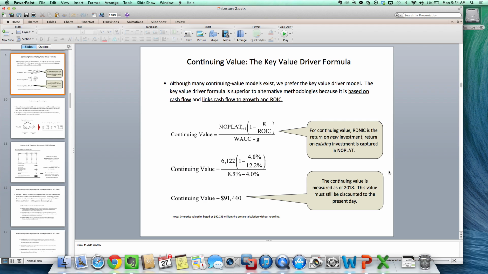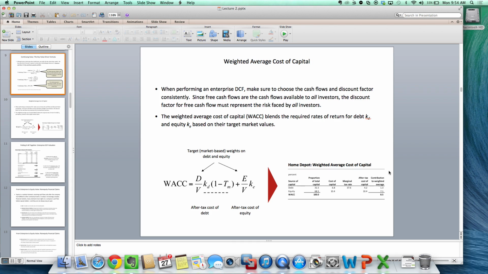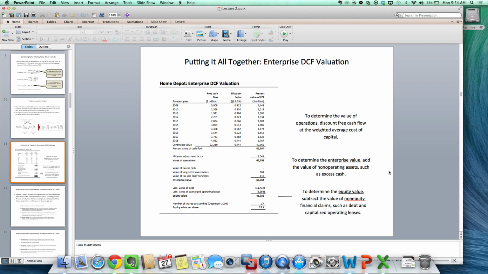All right. So when the company is mature, that's why we're going to use the key value driver equation for the continuing value. We also have to estimate a WACC. Talk about the semester. And this is a key slide. The slide looks incredibly boring, but this is one of the critical slides of the semester.